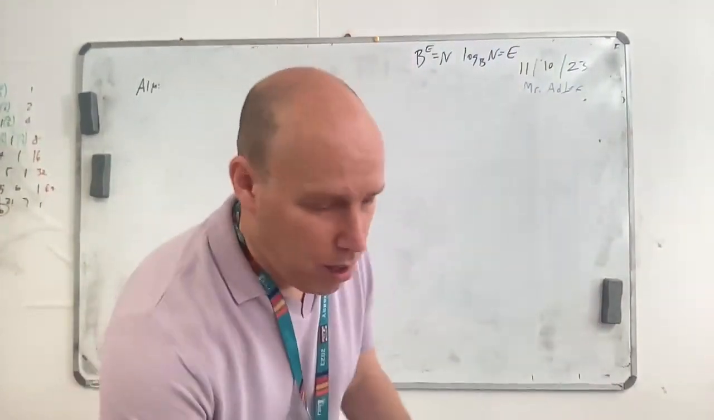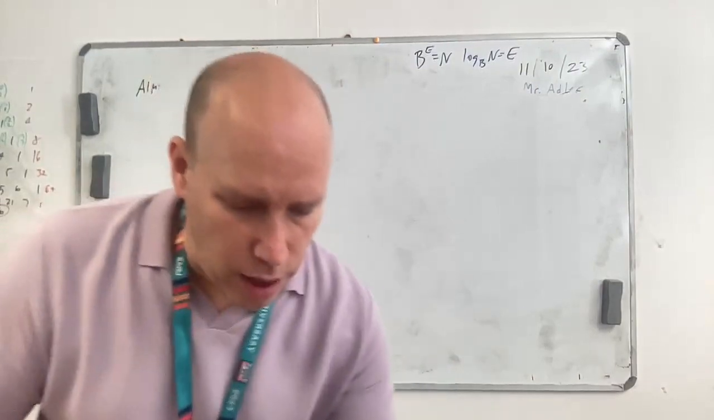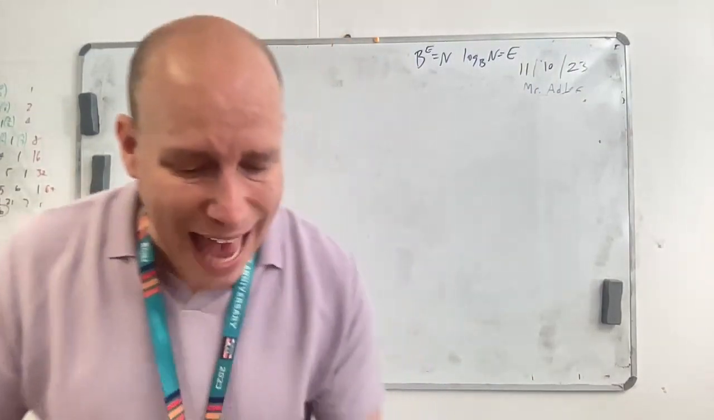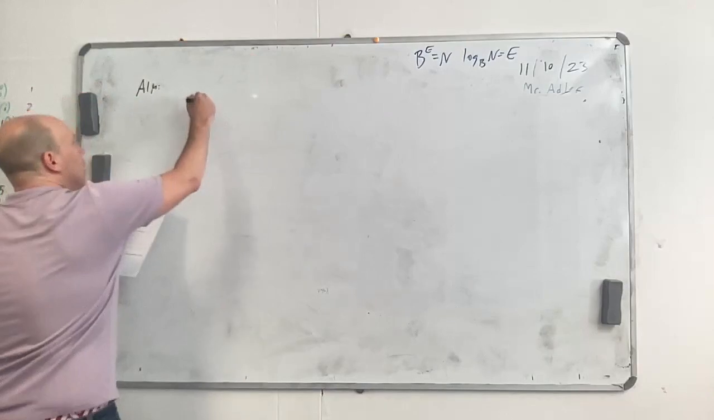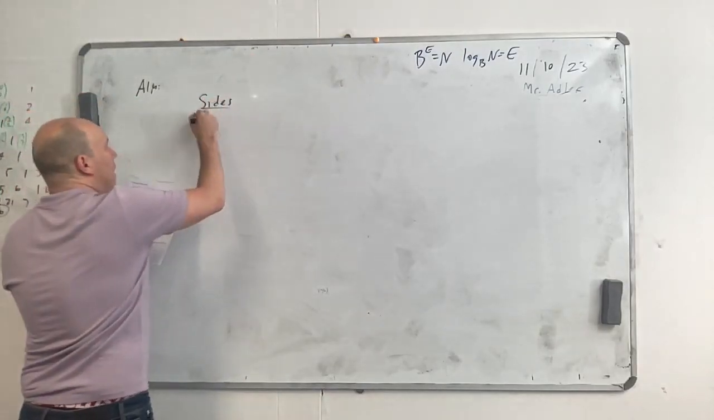Okay, so let's take a look at the sheet that I made up. Classify a triangle based on its sides. Classify a triangle based on its angles. The sides, we have three types that we're interested in.